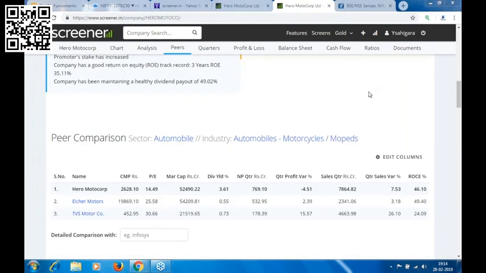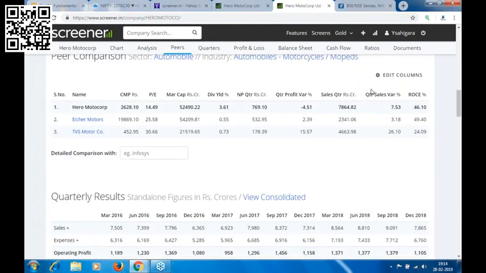Now over here you can do the comparison with other peer companies in the group. Now see, if you analyze the PE of the company, look at Eicher Motor and TVS Motor Company. Look at the current market price, you look at the market cap. So if we see, the PE is not too high compared to Eicher Motor and compared to TVS Motor, and the dividend yield of the company is also good in comparison to Eicher Motor and TVS Motor.